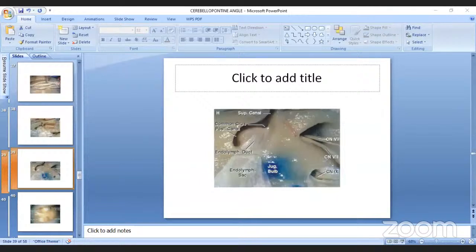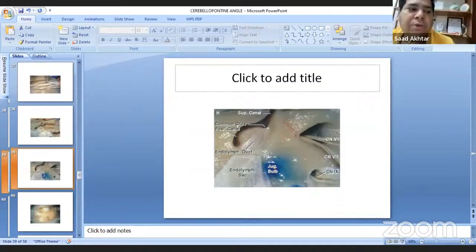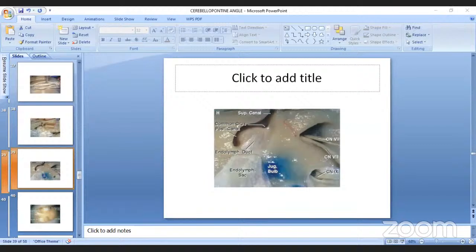Okay, so in this diagram, this is the internal acoustic meatus. This is the seventh nerve, and this is the eighth nerve. The endolymphatic duct and endolymphatic sac lie inferolateral to the internal acoustic meatus. Can you use a pointer, please? Maybe use an arrow. This is the internal acoustic meatus.